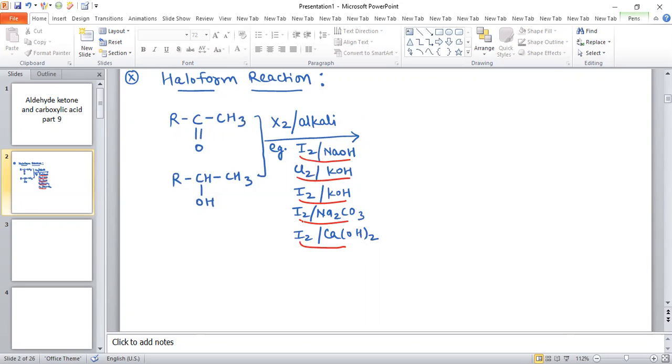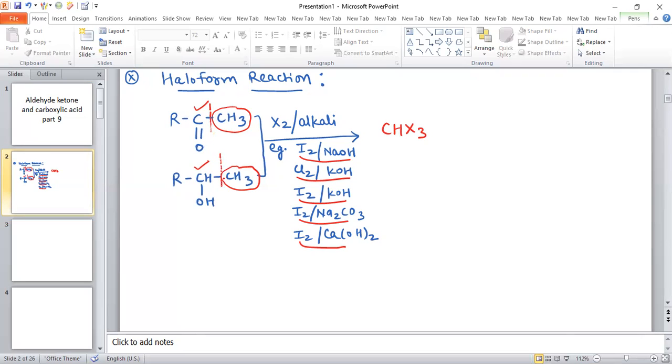the haloform reaction. Now see, what is the product obtained? The CH3 group attached to the carbonyl group will convert into haloform, CHX3, and the bond will break. The cleavage of the bond will occur in this way.